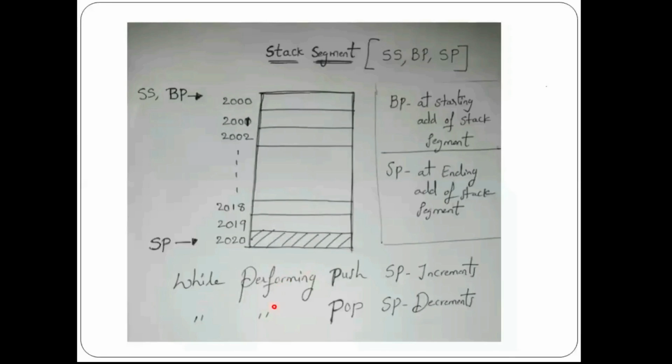Before that, look at here. While performing push operation, SP value increments. Why, while performing push operation, sorry, the SP value has to be decremented. While performing pop operation, the SP value has to be incremented. Anyhow, please ignore these two statements for now. I'll explain these two statements with an example.